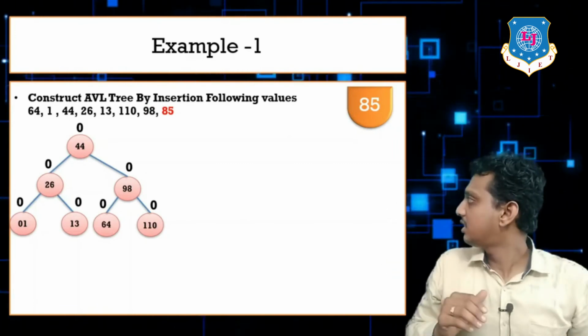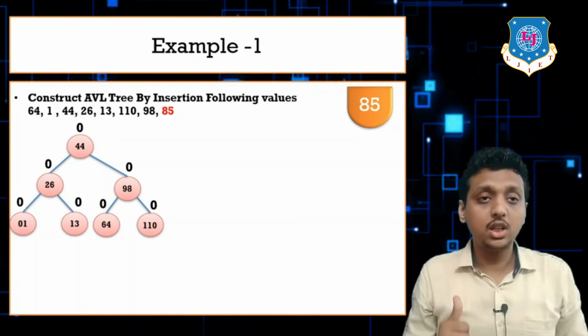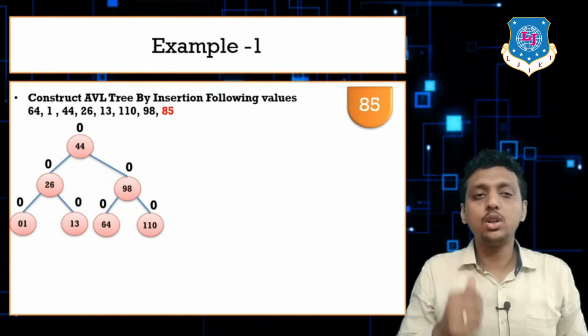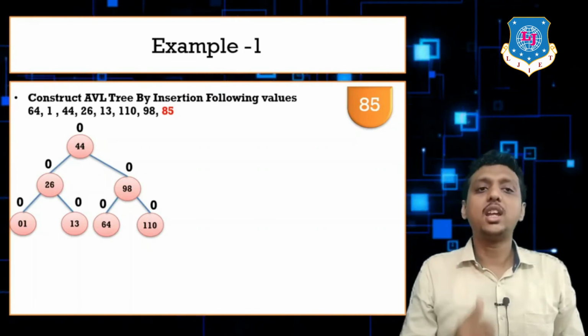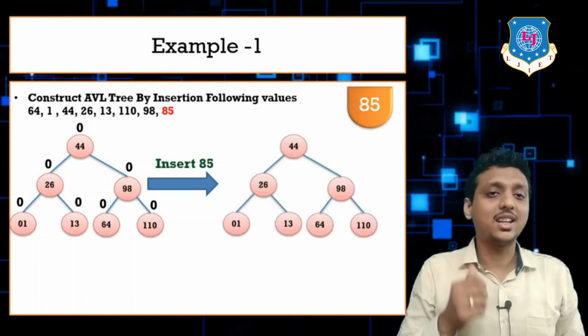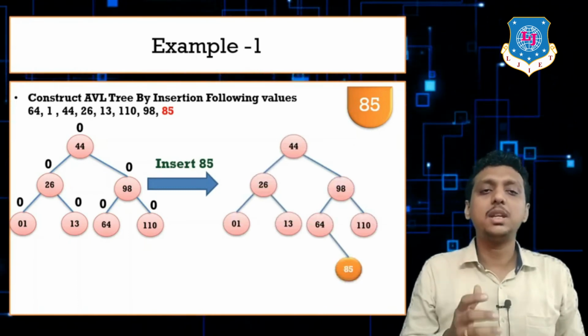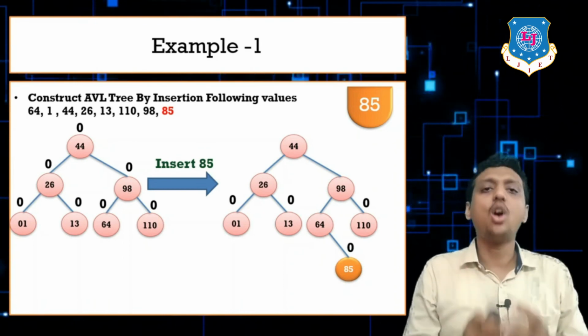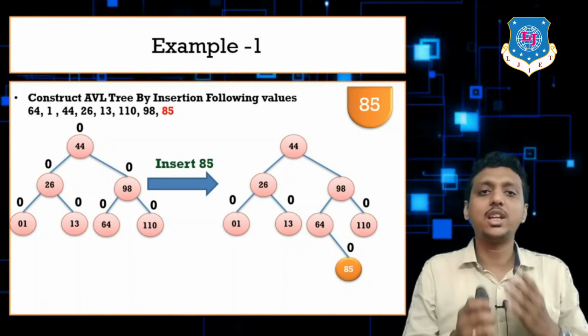So this is a binary search tree, and it must be an AVL tree. So start from the root node. 85 is greater than 44, 85 is less than 98, and 85 is greater than 64. So it must be inserted on the right side of 64. Now just write the balancing factor.